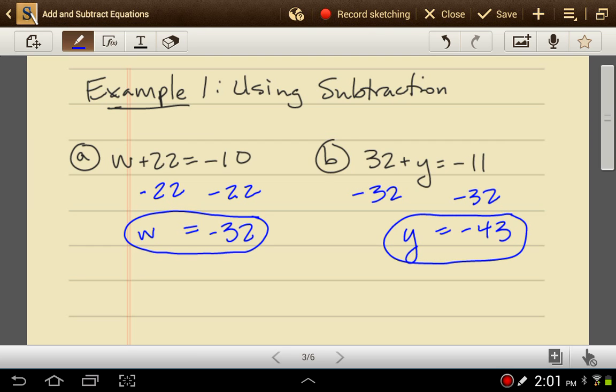Okay, and that's how we use subtraction. If you need to pause, go ahead and pause. I'm going to move on to adding next.